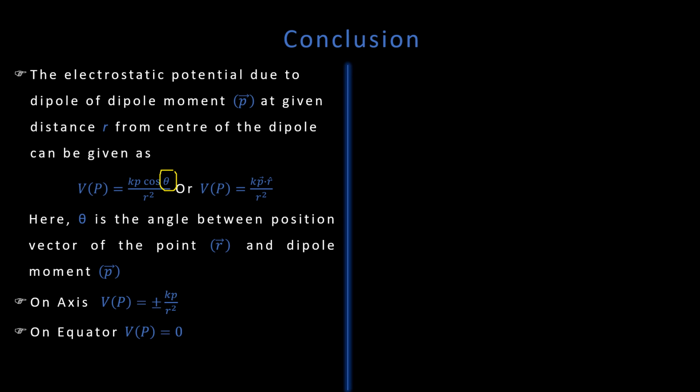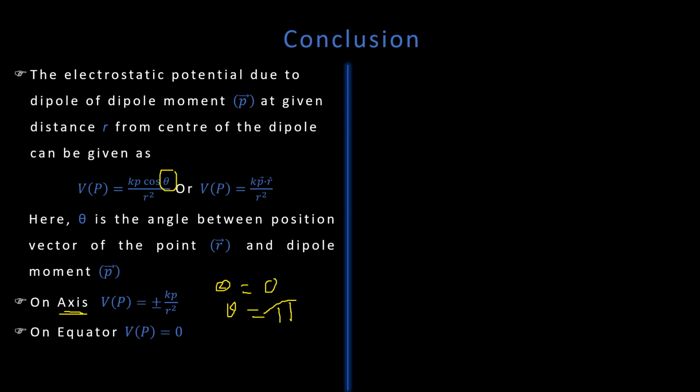So if you are on the axis of the dipole, theta will be either 0 or pi. If theta is 0, then cos theta will be 1. And if theta is pi, cos theta will be minus 1. So if cos theta is plus 1 or minus 1, potential will be plus or minus kp by r square. But if you are on the perpendicular bisector of the dipole, potential will be 0.